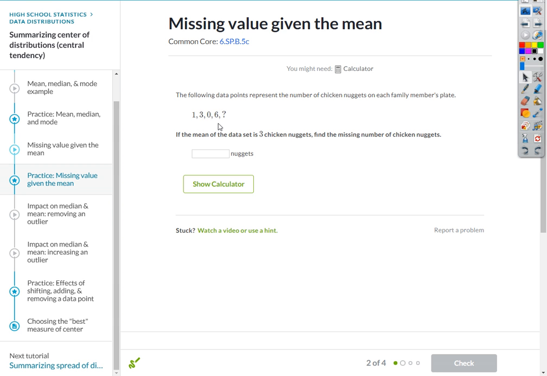So this time we have a 0 involved, which is good too. This is the number of chicken nuggets on each family member's plate. We know the average is 3, so we're looking at 3 chicken nuggets as an average times 1, 2, 3, 4, 5 family members in total. So 3 times 5 would mean that you had to have had 15 nuggets in total.